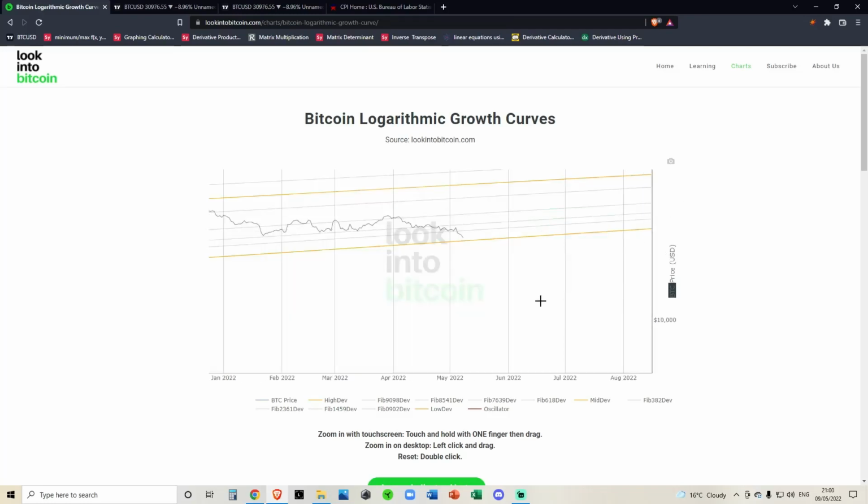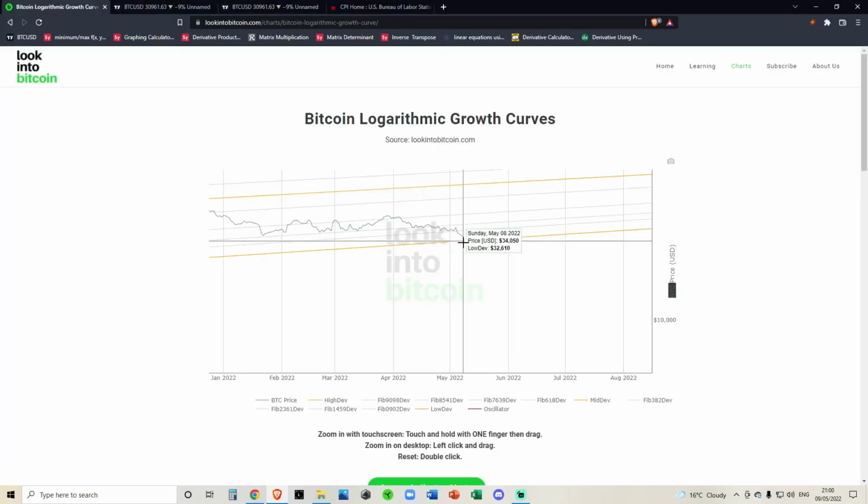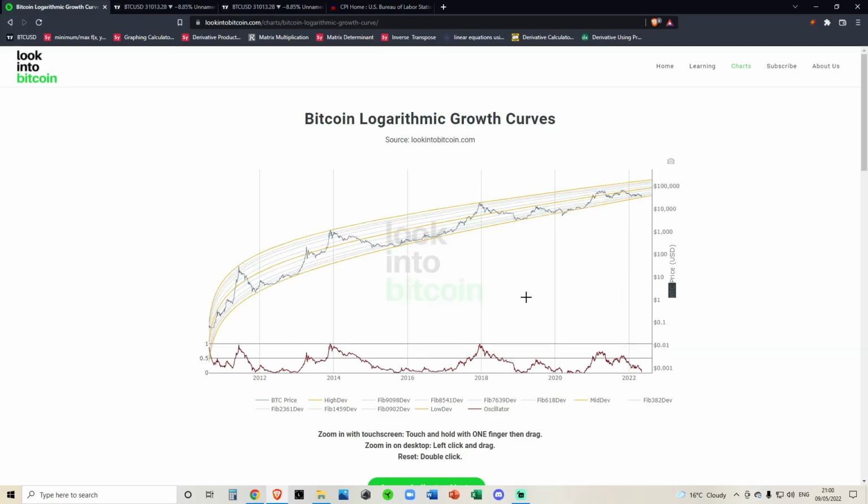What are we experiencing right now? Bitcoin is breaking down. The low deviation is coming in at 32,600. You might be thinking we haven't reached this price yet, but the Bitcoin price right now is just under 31,000 at the time of recording this. And as you can see, this price has not updated yet, but Bitcoin will be below this logarithmic growth curve by the time it updates tomorrow. They only update once a day for some reason, but we have now come down to one deviation oversold.